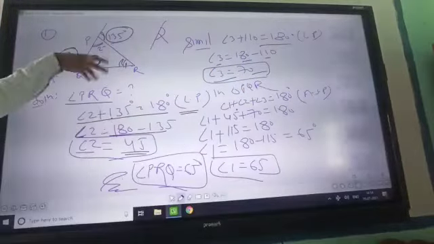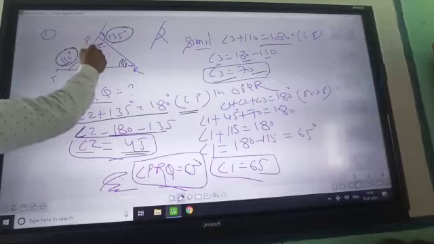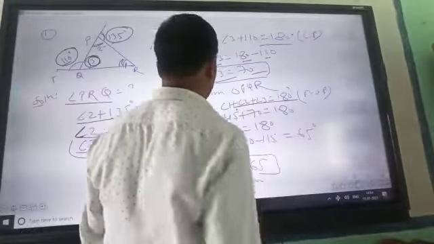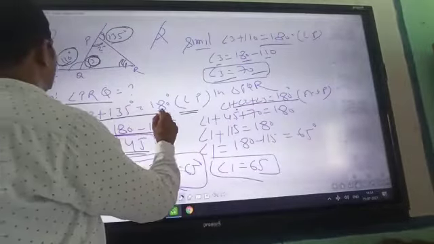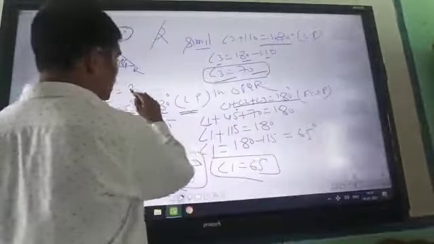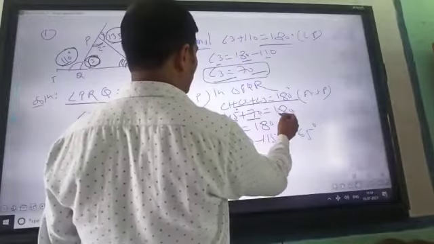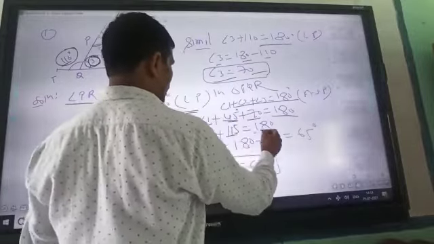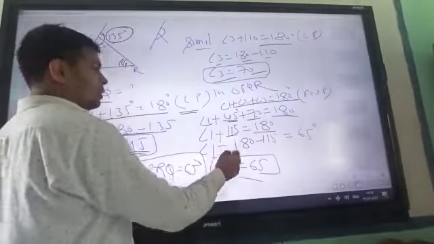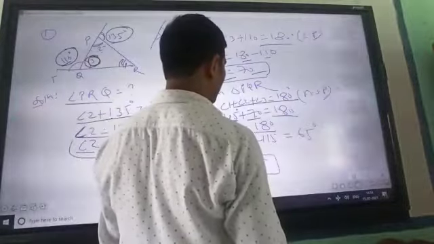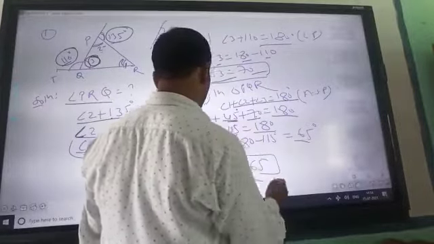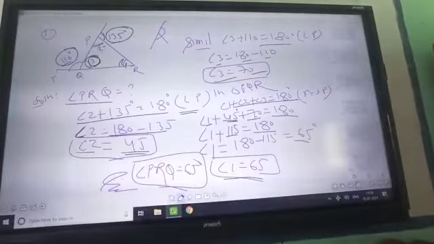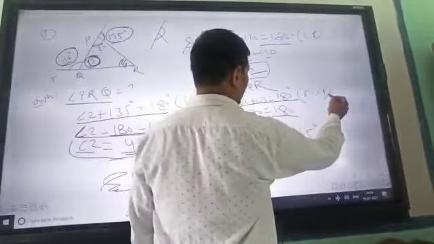Now in this triangle PQR, you can consider 1 plus 2 plus 3 equals 180. Angle 1 is what we have to find out, the value of 2 is known, and the value of 3 is known. So 45 plus 70 equals 115, and 1 plus 115 equals 180. Then angle 1 equals 180 minus 115, that is 65. So angle 1 equals 65. This is by the angle sum property.